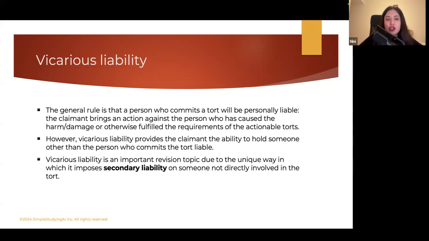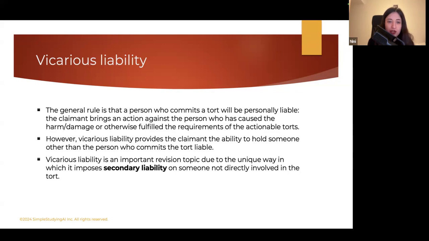Vicarious liability. The general rule is that a person who commits a tort will be personally liable. The claimant brings an action against the person who has caused the harm, damage, or otherwise fulfilled the requirements of the actionable tort. So this is for the torts committed by the employees, and employers can be sued for it because, as I said before, the employees most likely won't have money to pay. And when someone sues in tort law, they want monetary compensation. So they want to sue someone who has money.